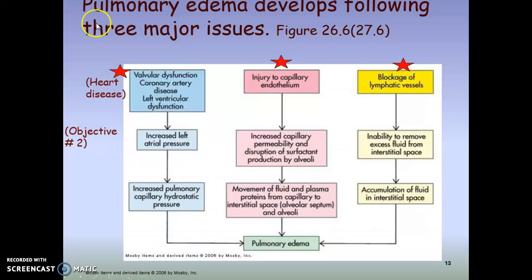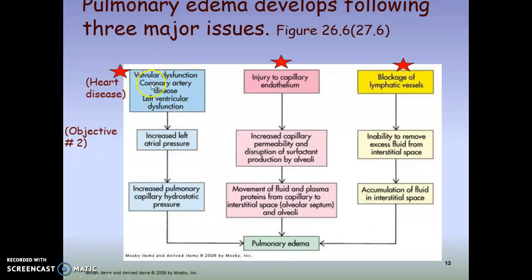Pulmonary edema develops because of 3 major issues. All right, and this is objective 2. So down here at the bottom, you have pulmonary edema. Why does that occur? Well, it occurs because of heart disease. Right? A variety of different types of issues with the heart can cause increased left atrial pressure, increased pulmonary capillary hydrostatic pressure. If you go back to chapter 4, you can remind yourself of what this means, but increased capillary hydrostatic pressure means that fluid is going to move out into the tissue, and that's going to be the lung tissue, which means you have pulmonary edema.